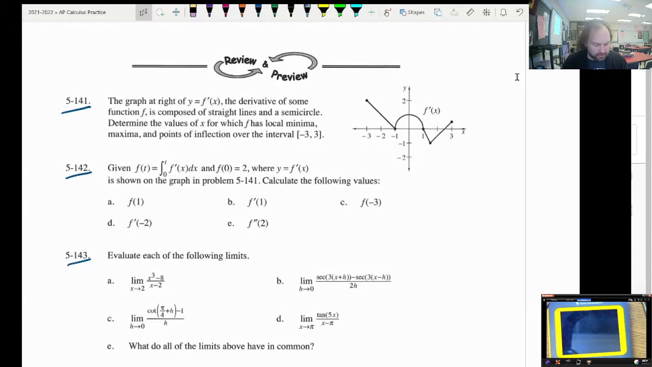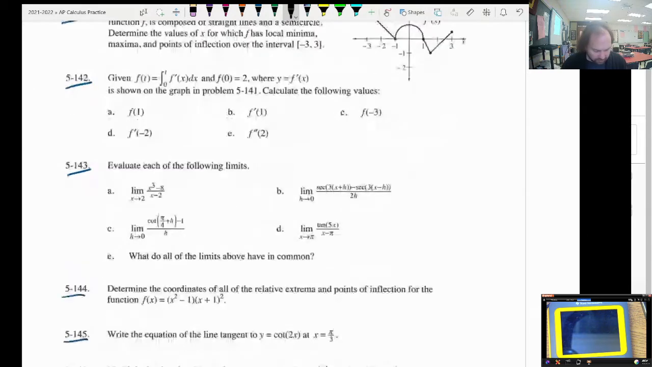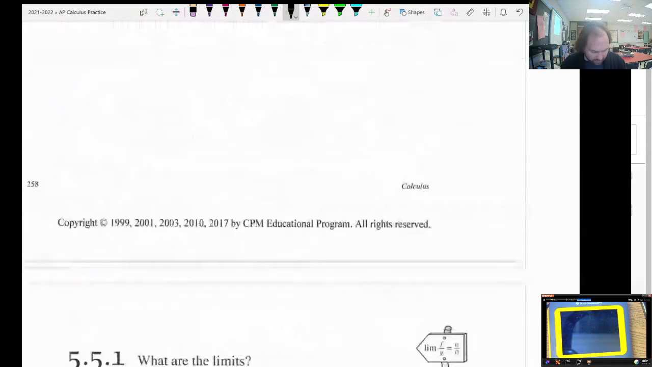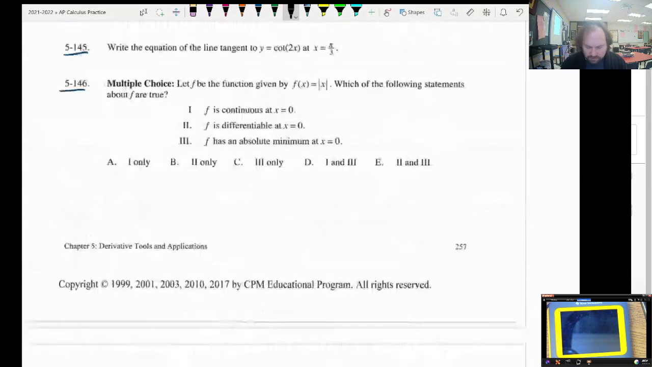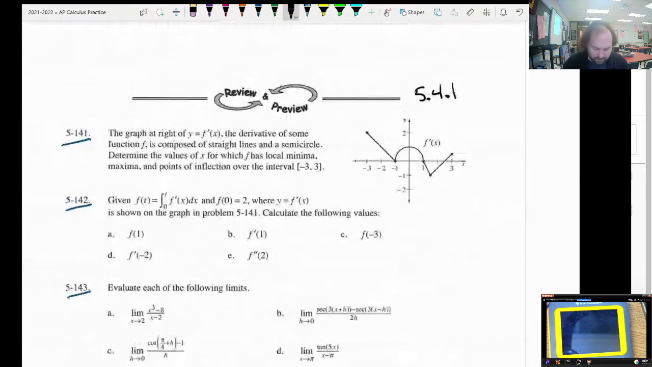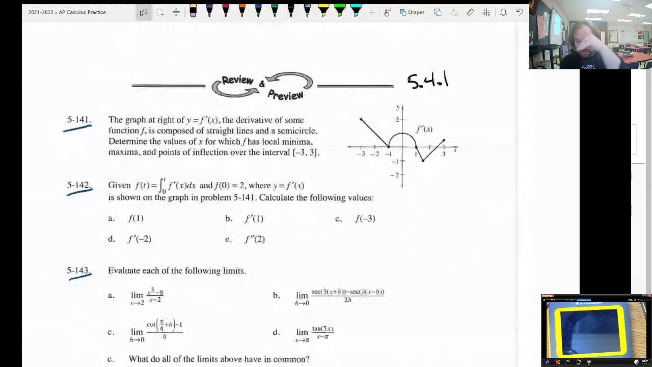Hello, AP Calculus students. We have jumped over Chapter 5.3 and all the way into 5.4.1, which I believe is the only part of 5.4, if I'm thinking correctly. Yeah. We're almost done with Chapter 5. We're going to keep pressing forward. We've hit, I think, the downward slope at this point.